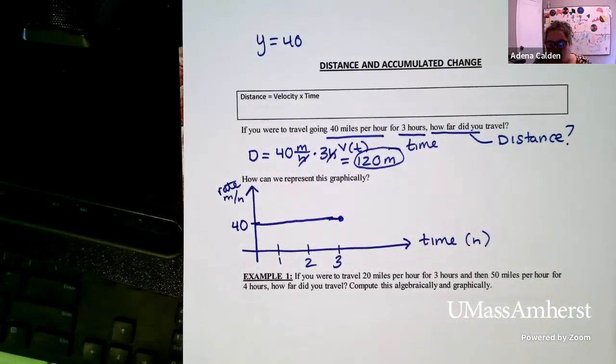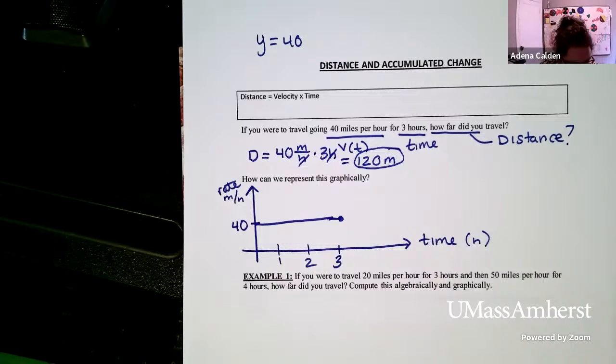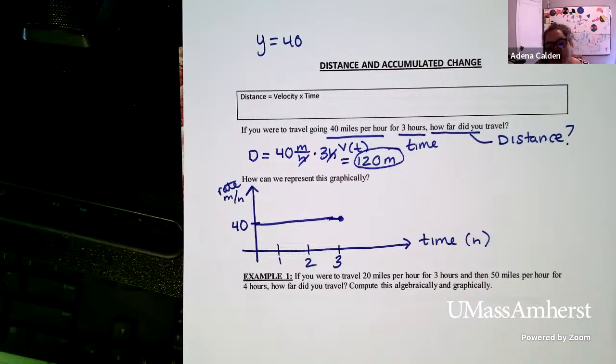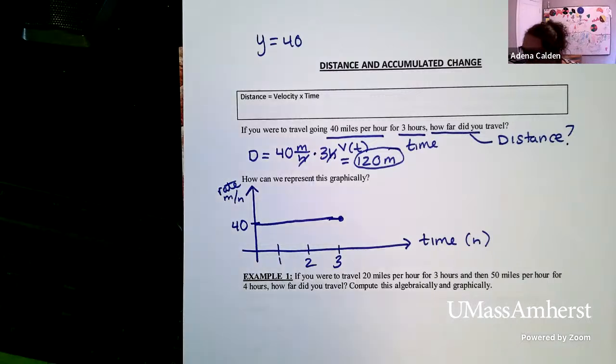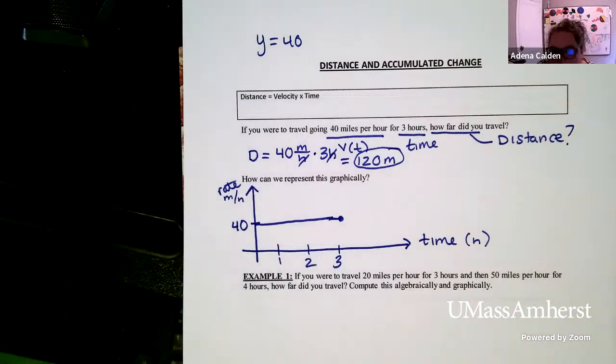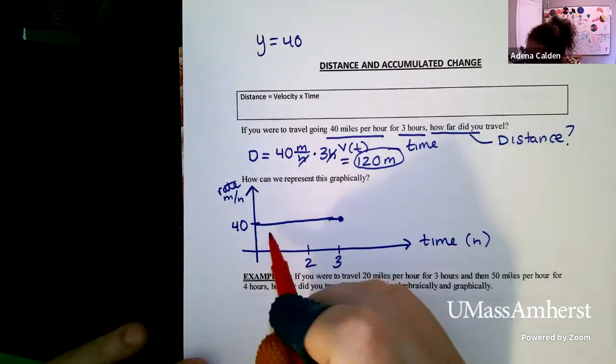And so now what we're going to add to this, which is slightly new in how we think about graphing, is that we are going to look at what's called the area under the curve. Now, the word curve is a little deceiving because this is a line, but we're looking at the area between the line and the t-axis here.